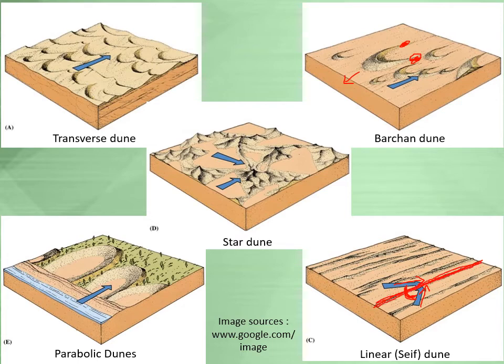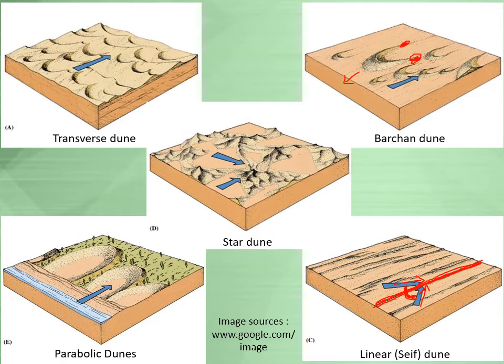This linear shaped ridged dunes are known as sief dunes. The name sief dunes came from the Arabic word. In Arabian countries, the Arabian swords are of such straight fashion.